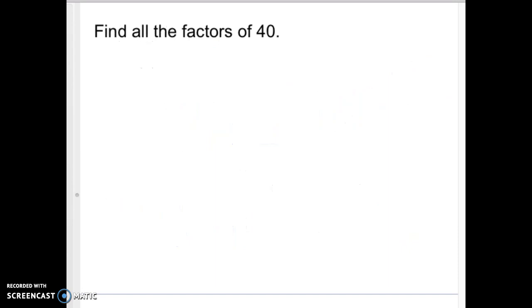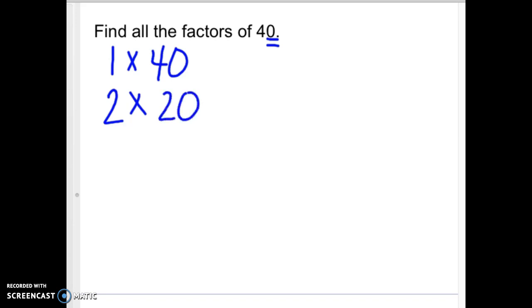I'll do one more example. Find all the factors of 40. I'm going to start by thinking of factor pairs. 1 times 40 is the first one. 40 is even, so I know it's a multiple of 2. Half of 40 is 20, so 2 times 20. 40 is not a multiple of 3, but it is a multiple of 4. I can do 4 times 10.